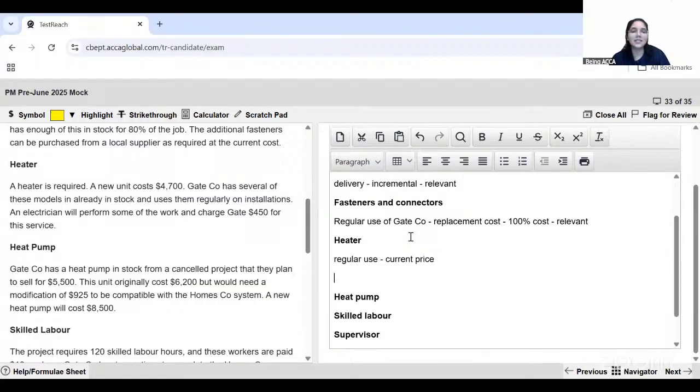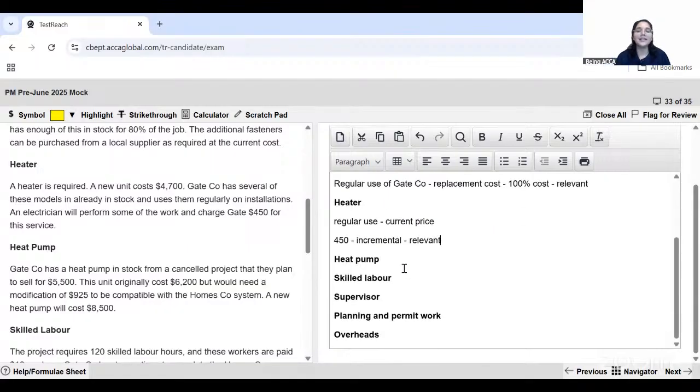And then this 450 worth of electrician service, this is also relevant. This we have included, and the reason being that this was incremental. So hence it was considered to be relevant. Then the next thing that we have is about the heat pump.